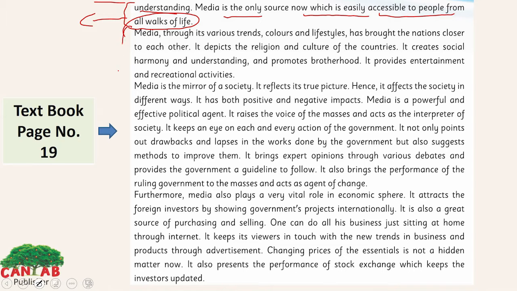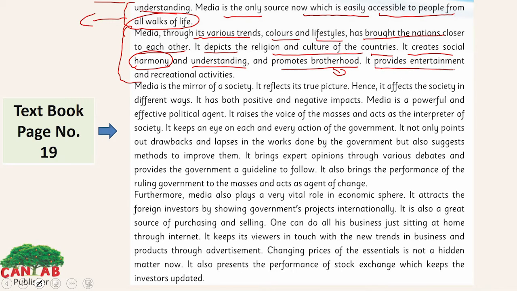Now look at the fourth paragraph here. Media through its various trends, colors and lifestyles has brought the nation closer to each other. It depicts the religion and culture of the countries. It creates social harmony, ahangi, and understanding, and promotes brotherhood, bhaichara.